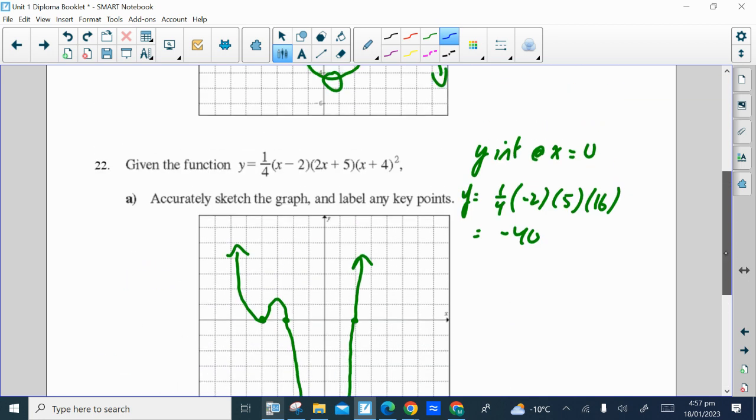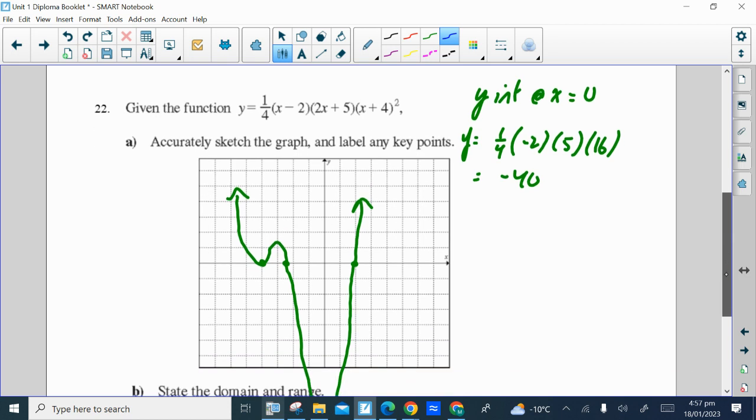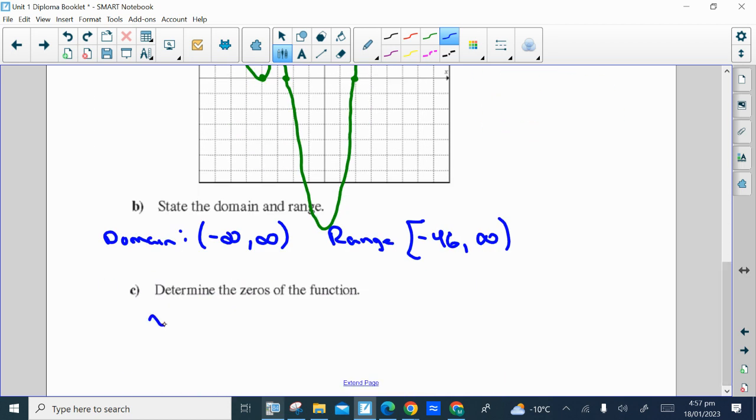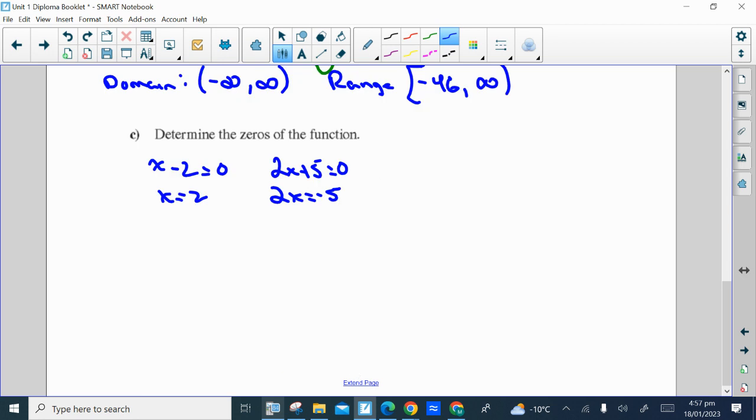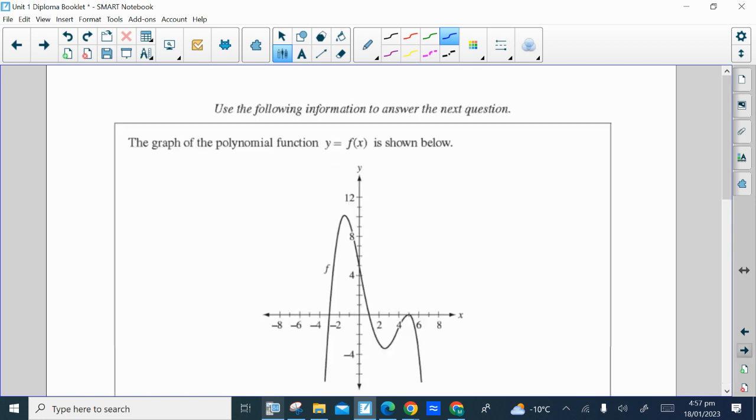The zeros, well, we kind of already did that, right? They are the x-intercepts. It says determine, so to show where they come from, we take each factor and make it equal to 0. Remember, the word determine means you've got to show your work. So that shows where they came from. Okay, I'll do this next question and then that'll be it.